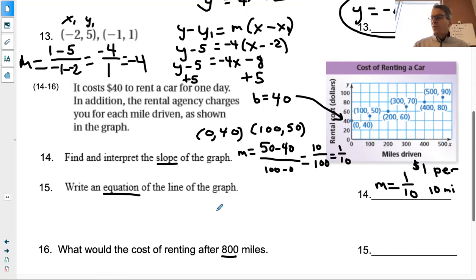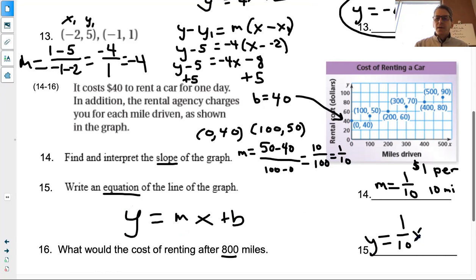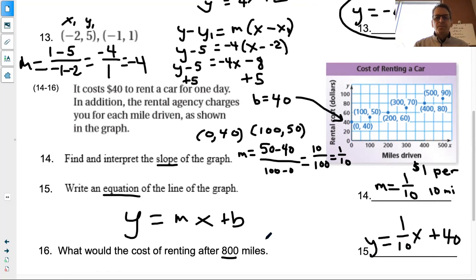So this is fairly quick here. What you're going to do is take your y equals mx plus b. Your m is 1/10. And your b is 40. And there's your equation.